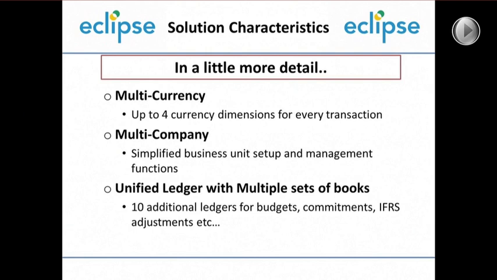And again, this is not necessarily new for this version of SunSystems, but it's probably worth reiterating the unified ledger concept and the ability to have up to 10 different additional ledgers which can be used for a number of different purposes, whether it's for recording budget, transactions, forecasts, commitments, or even for adjustment transactions, IFRS adjustments. That is, of course, still valid within Infor10.